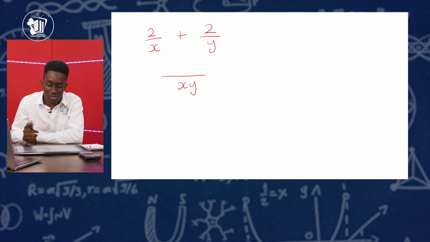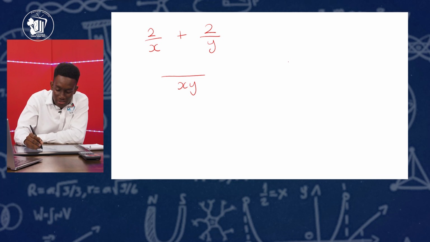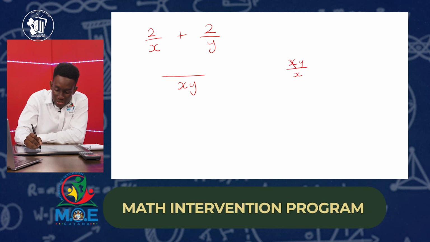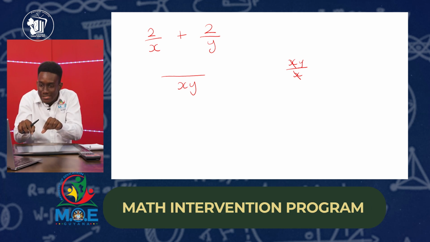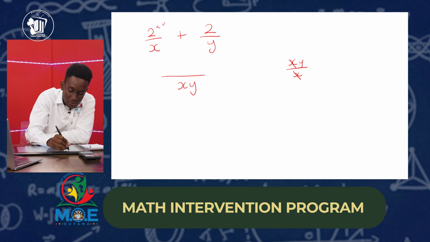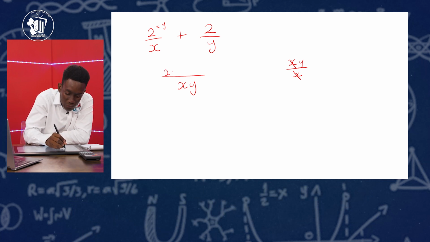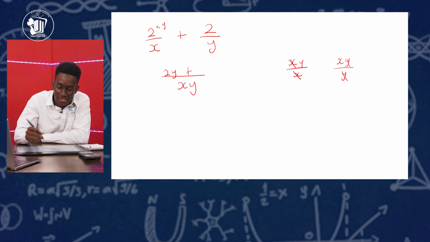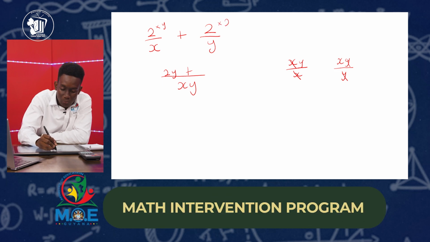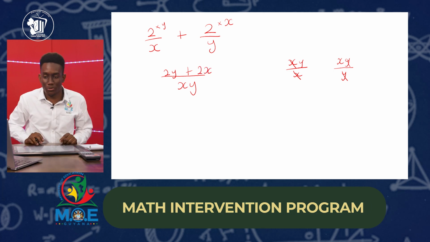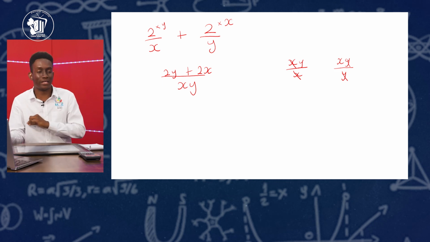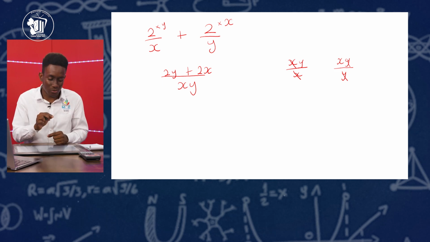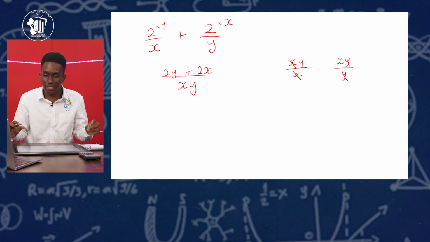And then we do the same thing like what we did just now. We divide xy by x. This x will cancel with that x, we're left with y. And we take that answer and multiply it by the numerator. So this will be 2 times y, which gives you 2y. Plus, xy divided by y. This y will cancel with that y. We take that x and multiply it by 2, so 2 multiplied by x gives you 2x. And that is our answer written as a single fraction. We can't take it any further because 2y cannot add to 2x, they're unlike terms. So our answer would be 2y plus 2x all divided by xy.